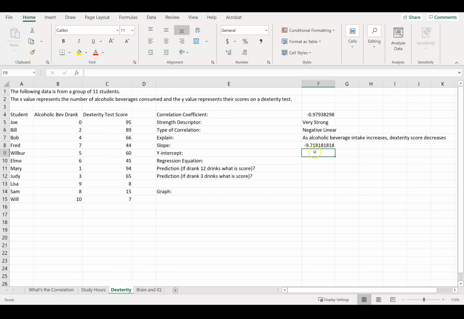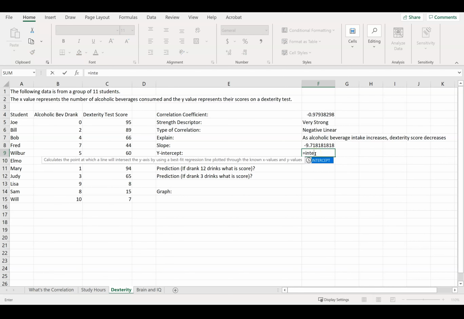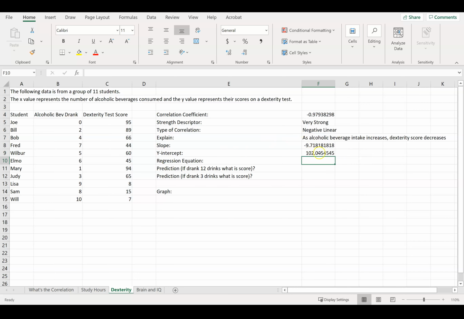That's our m value. Our y-intercept, what's the formula for that? It's intercept. It's already there. Known y's and known x's. Y's, x's. That's our y-intercept. So based on that, what is our regression equation? Can you make it based on the slope and the y-intercept? Well, yeah, you can. Not too bad, actually.